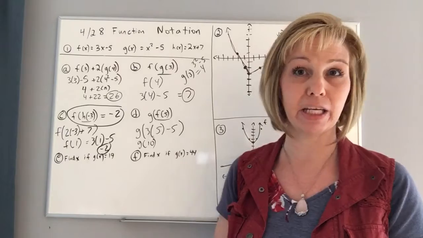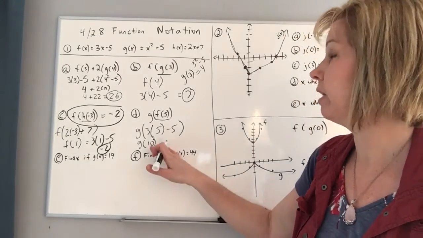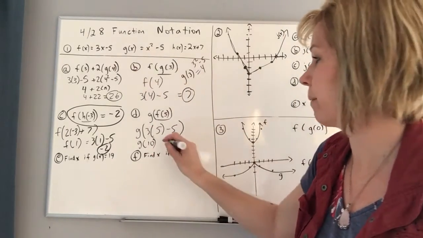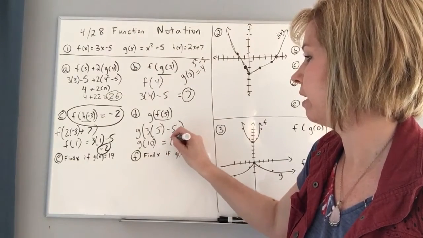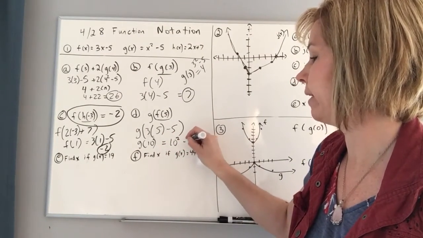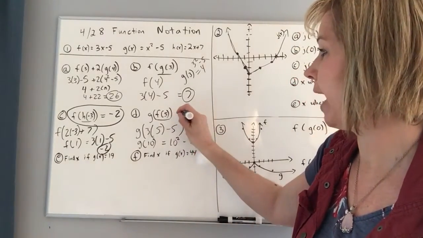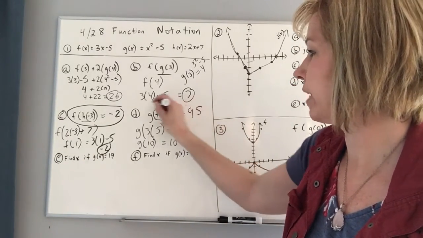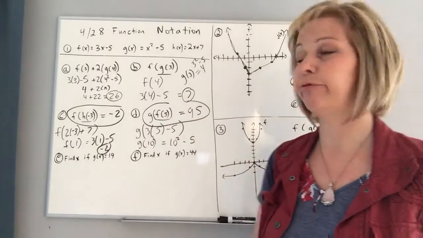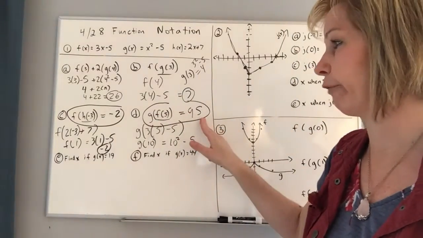So now we're finding g of 10. Put 10 in for x. That would be 10 squared minus 5. So 100 minus 5 should be 95. So we'd say g of f of 5 should be 95.